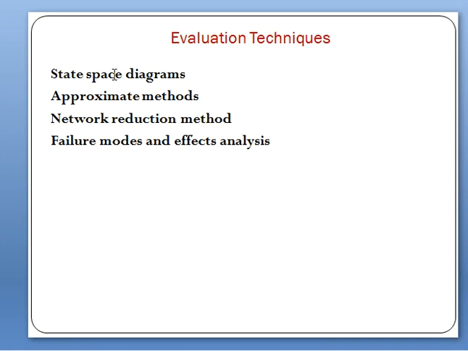The second method is the approximation method. What is the alternative method? The approximate methods. An alternative method to the state space diagram is a method based on a set of appropriate equations for evaluating the failure rate, outage duration, and annual outage time or unavailability. By this we can calculate the evaluation by the approximate method.